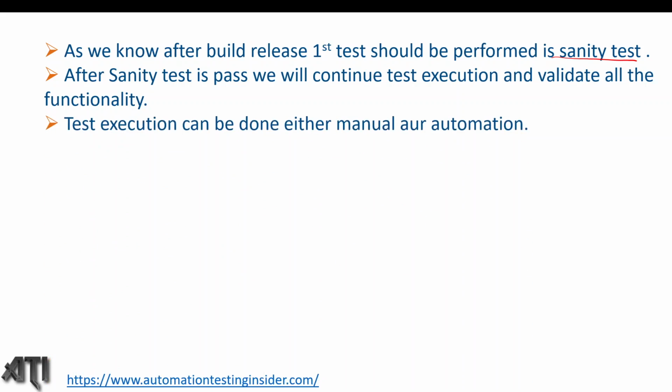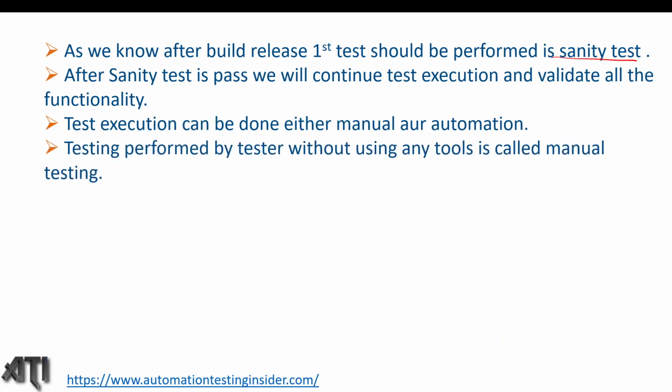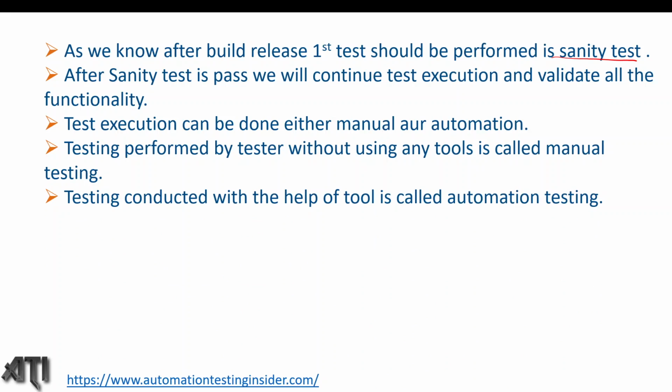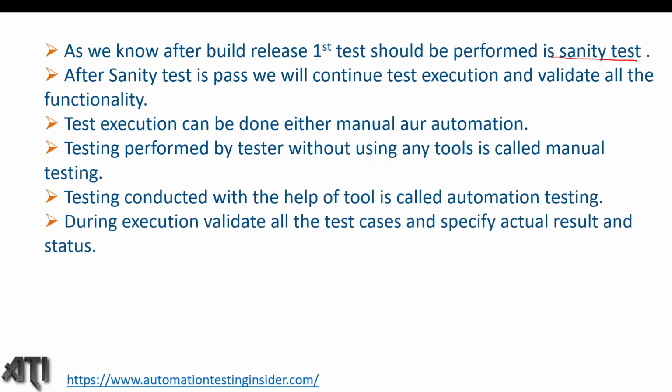Test execution can be done either manually or with automation. Testing performed by a tester without using any tool is called manual testing, and when we use any automation tool, that is automation testing. During execution, validate all the test cases and specify the actual result and status. I have already shown you in the test case document, we have an expected result and an actual result, and a status column where we mention fail or pass based on whether our test case matches the expected result or not.